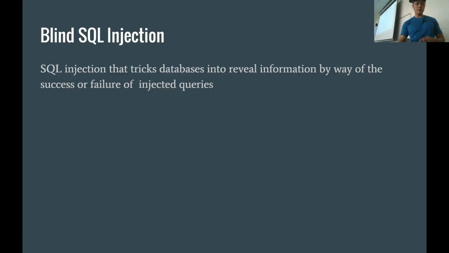So, blind SQL injection. This is basically a SQL injection attack that tricks the database into revealing information that the adversary is interested in. The way it does it is by inferring information via a side channel, by submitting queries that allow it to determine states of database entries based on this channel.